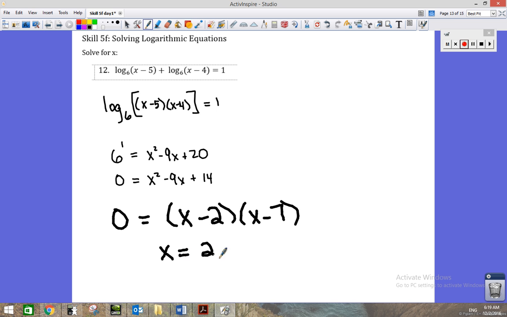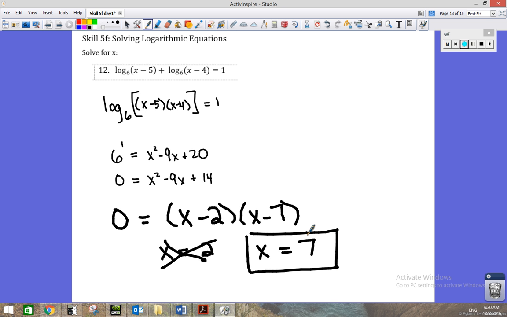I get possible solutions of positive 2 and positive 7. However, when I plug in positive 2, 2 minus 5 is a negative number, and so is 2 minus 4. That's not going to work. That's extraneous. Plug in 7. 7 minus 5 is positive. 7 minus 4 is positive. So that's the solution to this equation.